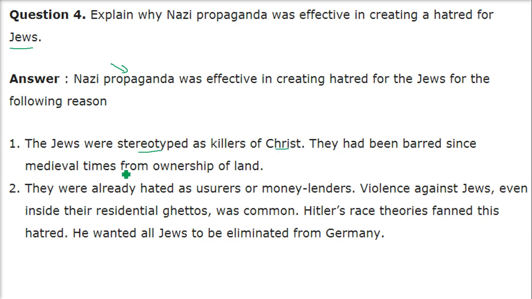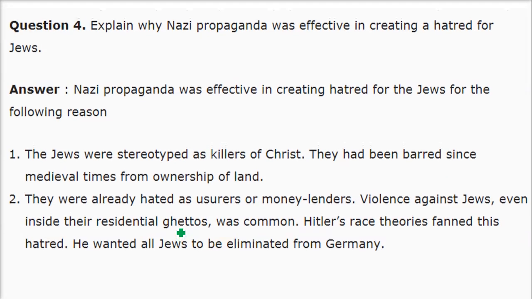They had been barred since medieval times from ownership of land. So this is written, from the religious point of view, that these Jews have killed Isa Masih, the Christ, Jesus Christ. They were already hated as usurers and moneylenders. Violence against Jews, even inside their residential ghettos, was very common. So Hitler's race theories fanned this hatred. He propelled this hatred. He wanted all Jews to be eliminated from German soil.